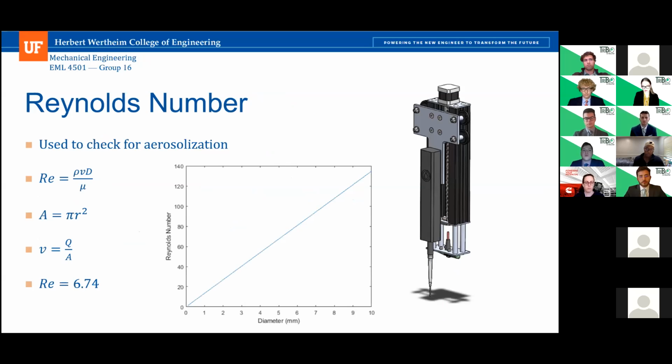For the customer requirement of no creation of aerosols, it is important to ensure that the fluid is being dispensed using laminar flow, which occurs when the Reynolds number is below 2300. Using the geometry and properties of the Opentrons pipette, the Reynolds number was calculated to be 6.74, well below the turbulent cutoff.